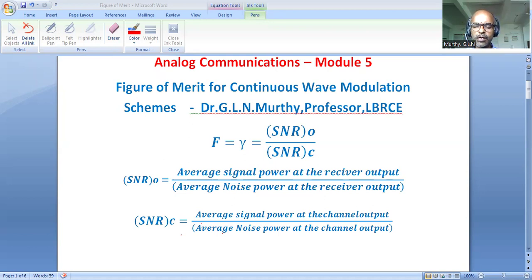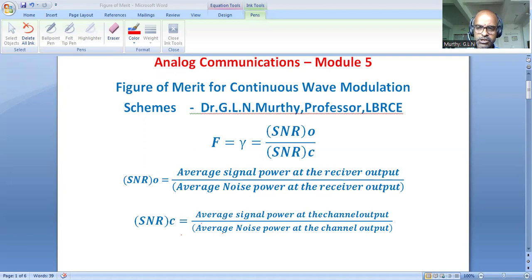In this module, we discuss the manner in which we can easily estimate the figure of merit in continuous wave modulation schemes. In the previous lectures, we have studied enough about what is modulation, what are different types of modulation techniques, an elaborate classification of modulation techniques as continuous wave modulation and pulse modulation.